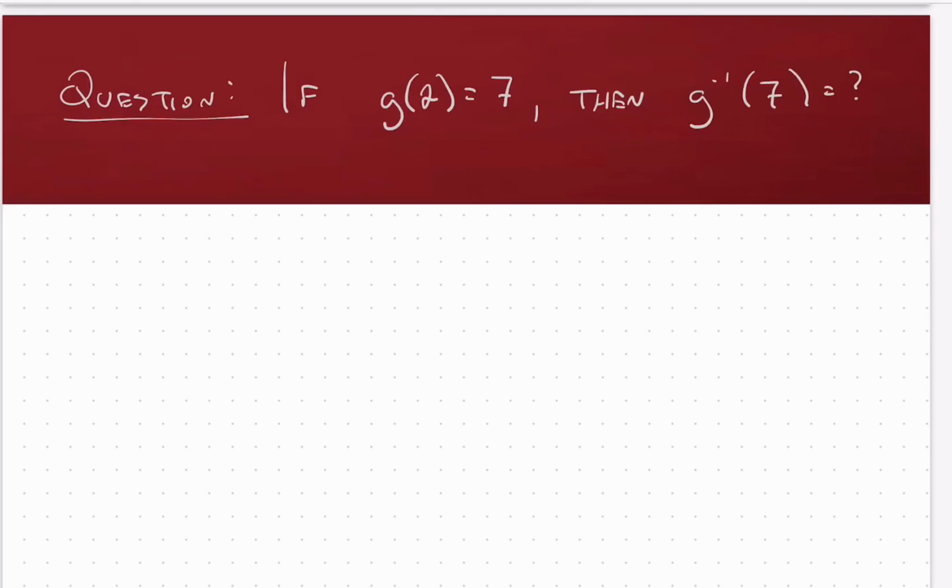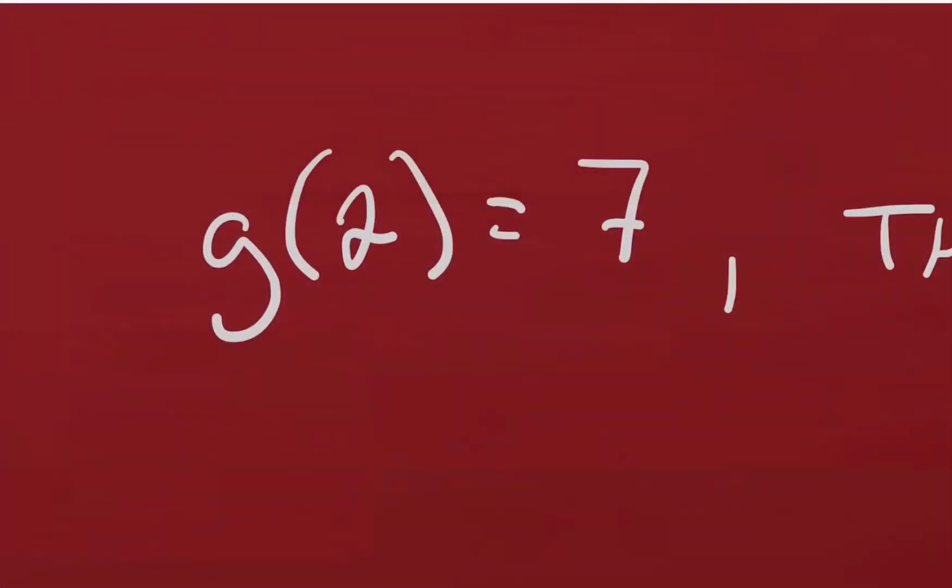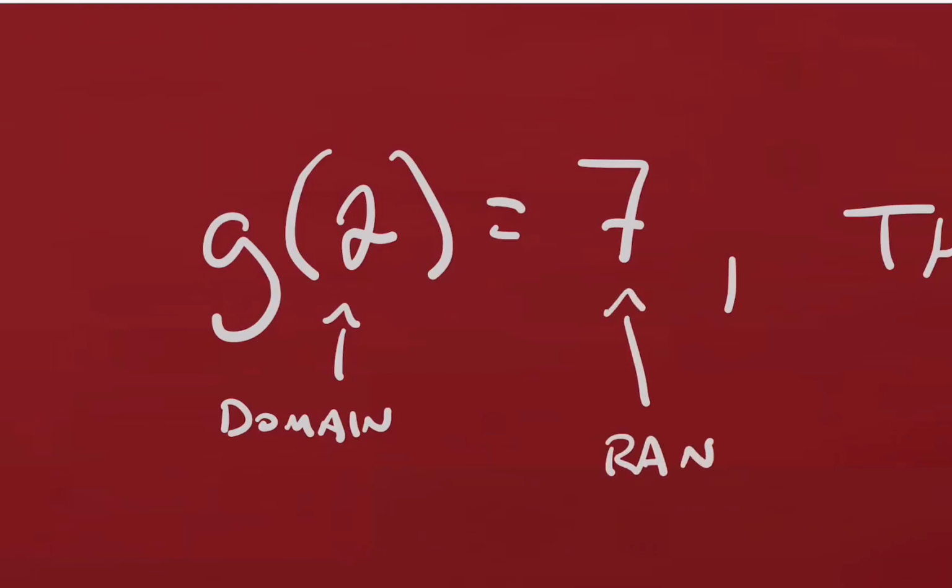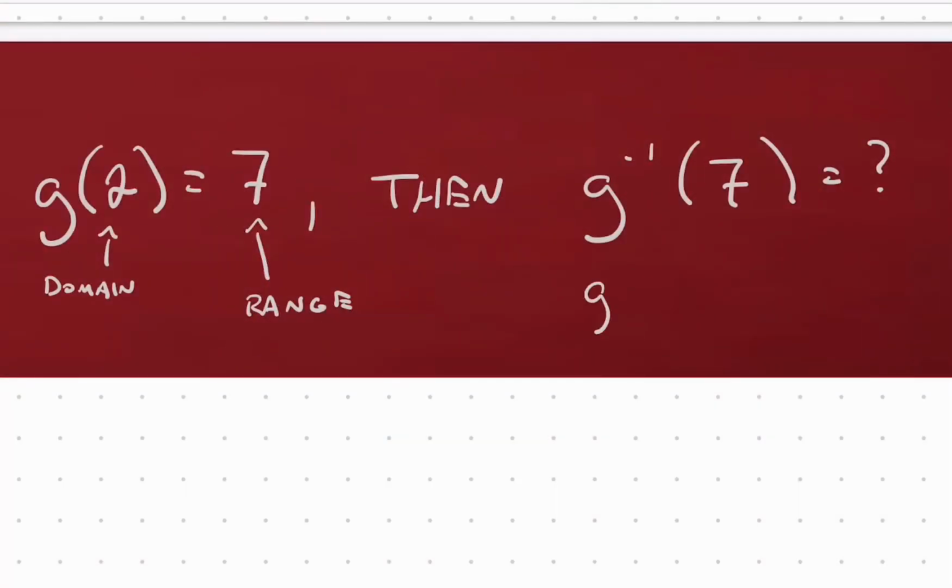So pause the video for a moment and think about that. G of 2 equals 7. 2 is the value from the domain. 7 is the value from the range. So that means that g inverse of 7 would just be the domain from g of 2 equals 7. So g inverse of 7 is equal to 2. You're just swapping the domain and the range.